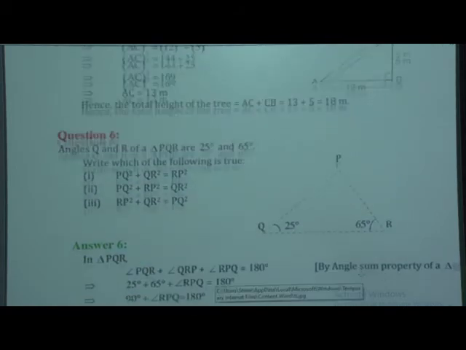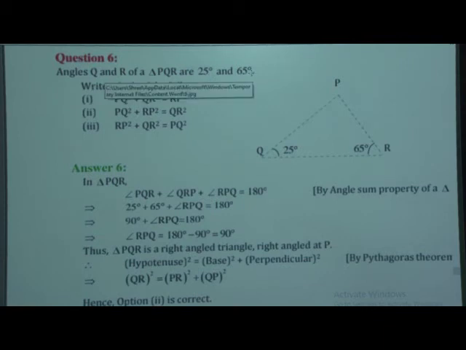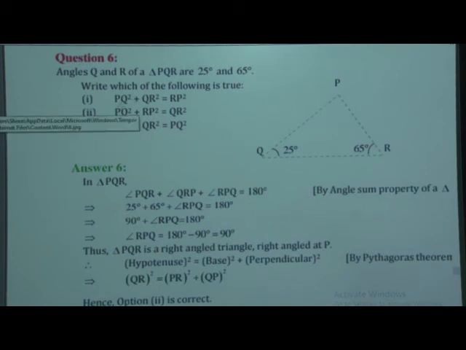We will see one more example here. The angles Q and R of a triangle PQR are 25 degree and 65 degree respectively. Means angle Q is equal to 25 degree and angle R is equal to 65 degree. Write which of the following is true. Three equations are given, and we have to find out which is true. PQ square plus QR square is equal to RP square.